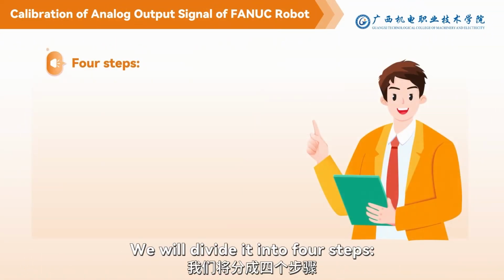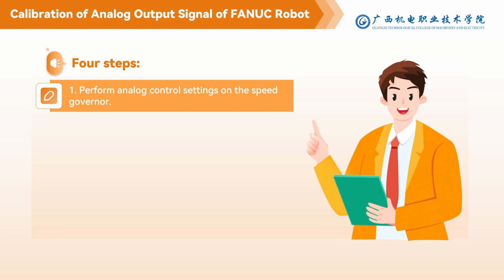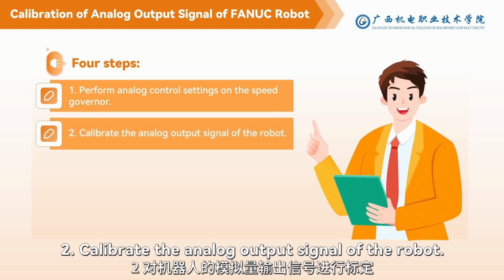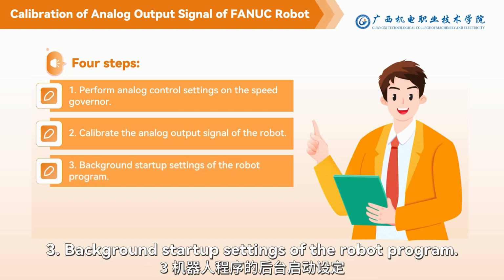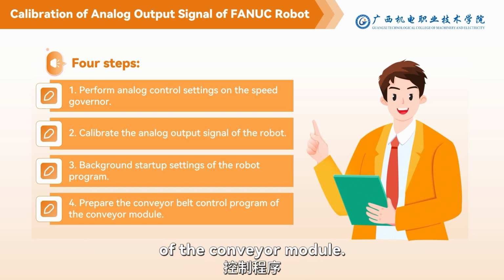We will divide it into 4 steps. Step 1. Perform analog control setting on the speed governor. Step 2. Calibrate the analog output signal of the robot. Step 3. Background startup setting of the robot program. Step 4. Prepare the conveyor belt control program of the conveyor model.